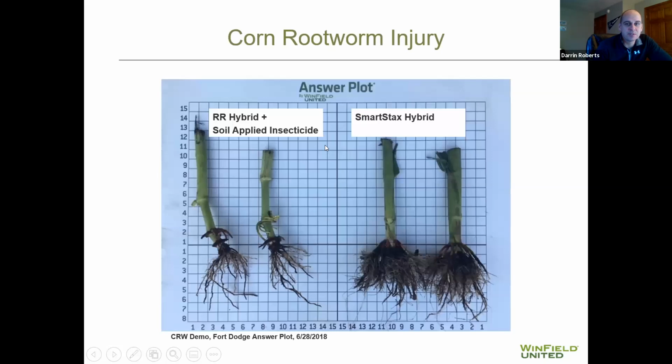Does a very good job of protecting those plants. This is from our corn rootworm demo a couple of years ago. We could have had pictures from our demo last year. It would look very similar to this, where we had just a Roundup Ready hybrid, but we applied a soil applied insecticide on it. And you can see the goosenecking, the feeding on those roots, and reduced overall root mass compared to the product that had the Herculex trait, so Smart Stacks hybrid on the right. You can see the stalks are nice and straight, had good standability, and very good root development and root protection from that trait.